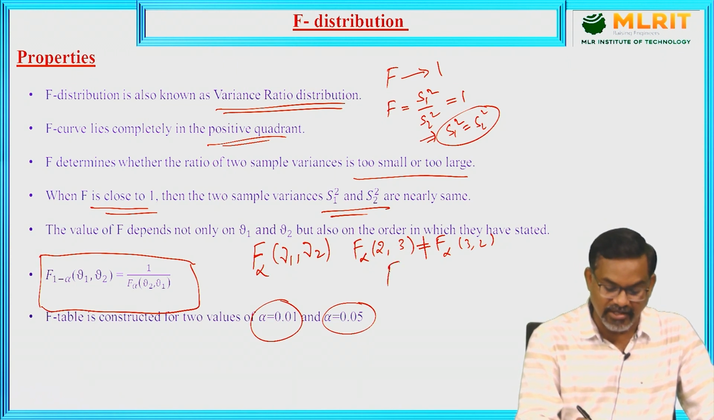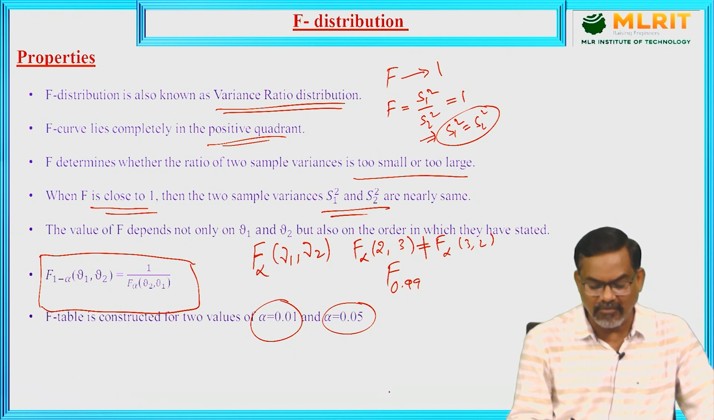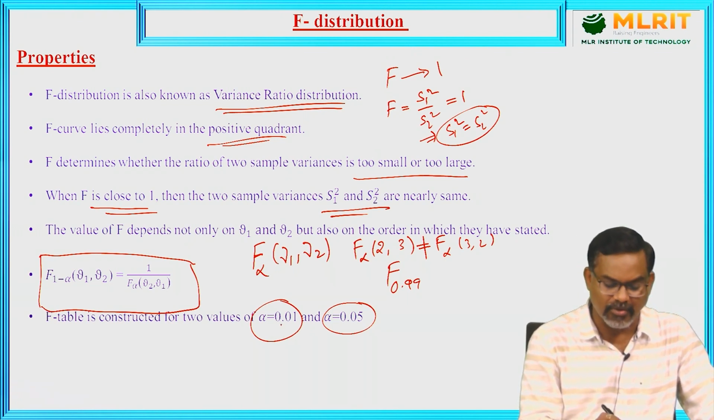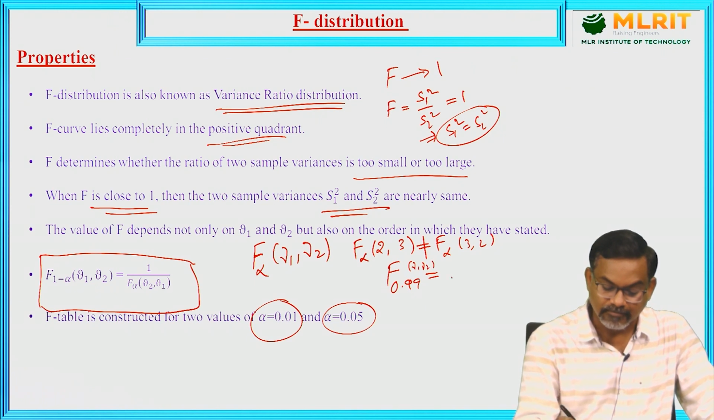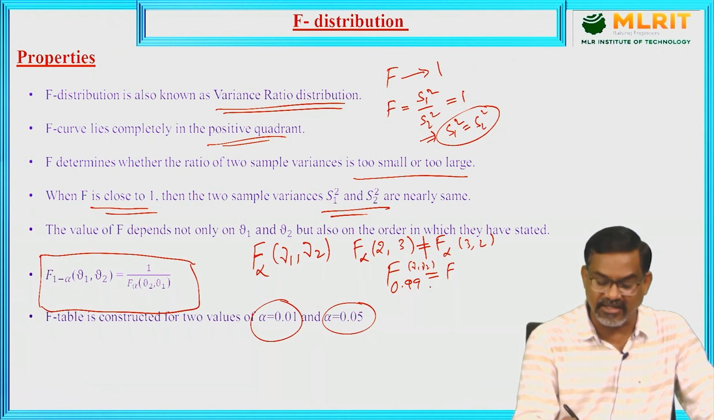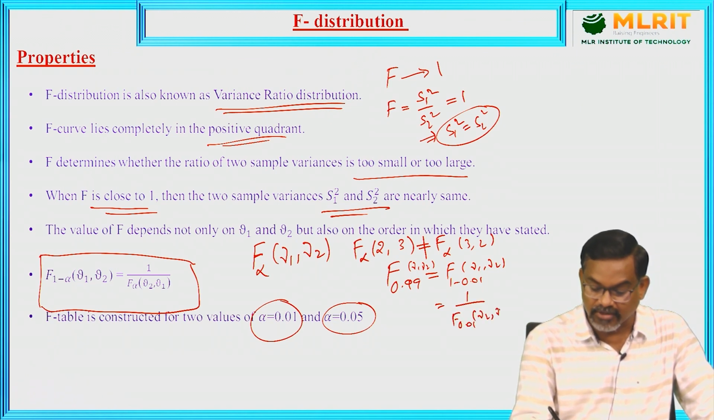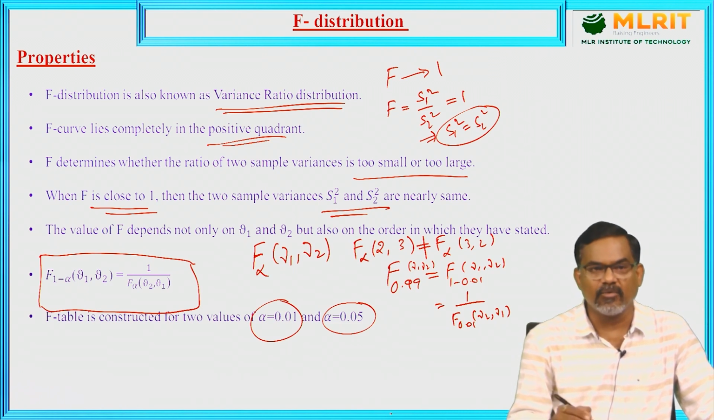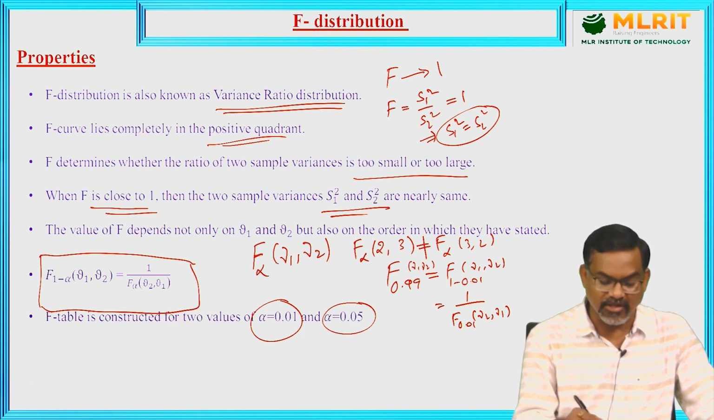Now, for example, if I need to calculate F 0.99, so alpha is 0.99, but the table was constructed only for 0.01 and 0.05. Then I convert this value using this property. For example, this is nu 1 comma nu 2, and I can write this 0.99 as 1 minus 0.01, nu 1 comma nu 2, and using this property it becomes 1 divided by F 0.01, where these two values are reversed, nu 2 comma nu 1. Similarly, we can find F 0.95 also. So, 99% of values come under these four areas.